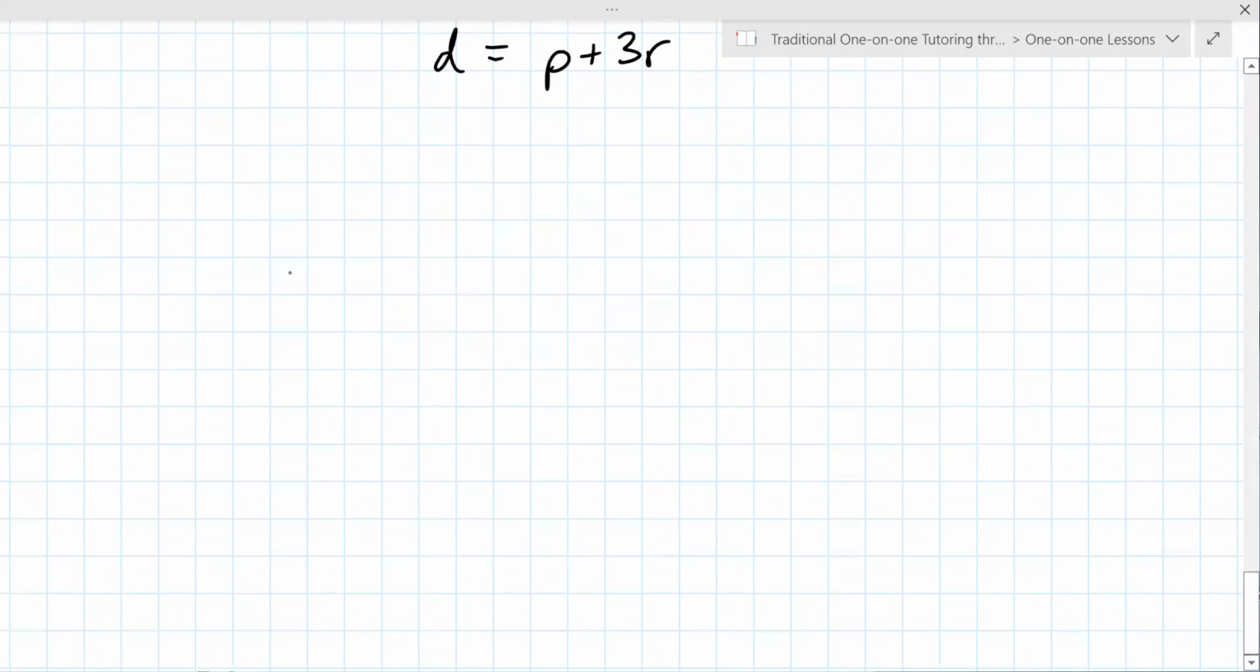I'm going to have you try some problems here. Let's say it's 2p minus 5l equals w. Solve for p. Give this one a try. It's a little more difficult than maybe the others, but I think you can do it.